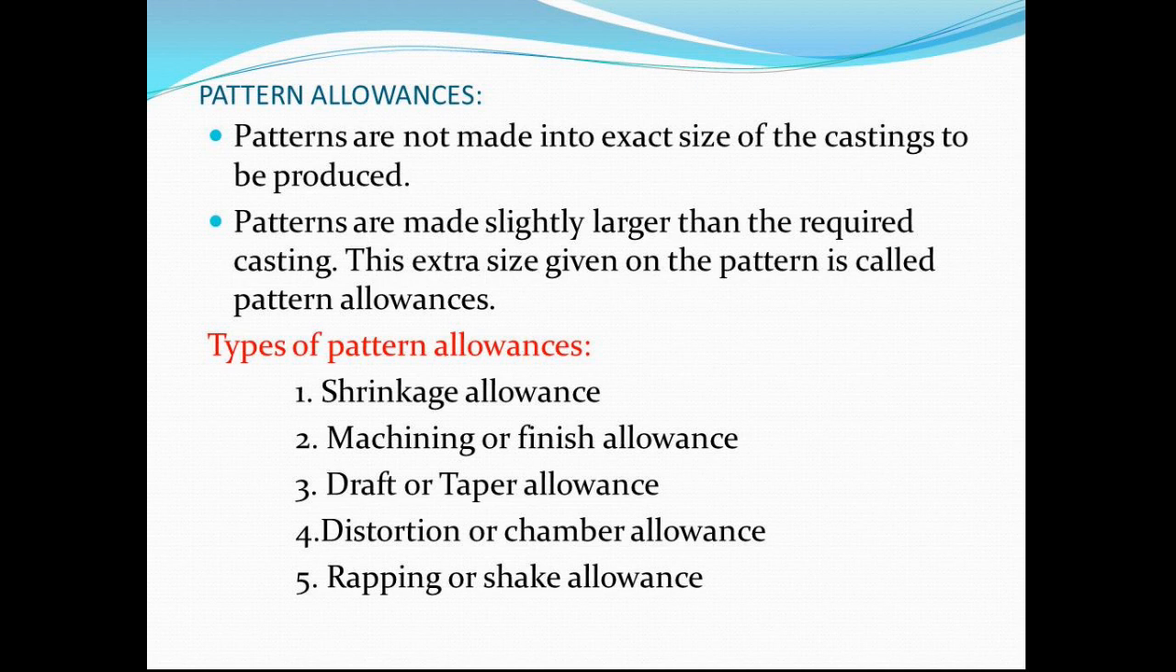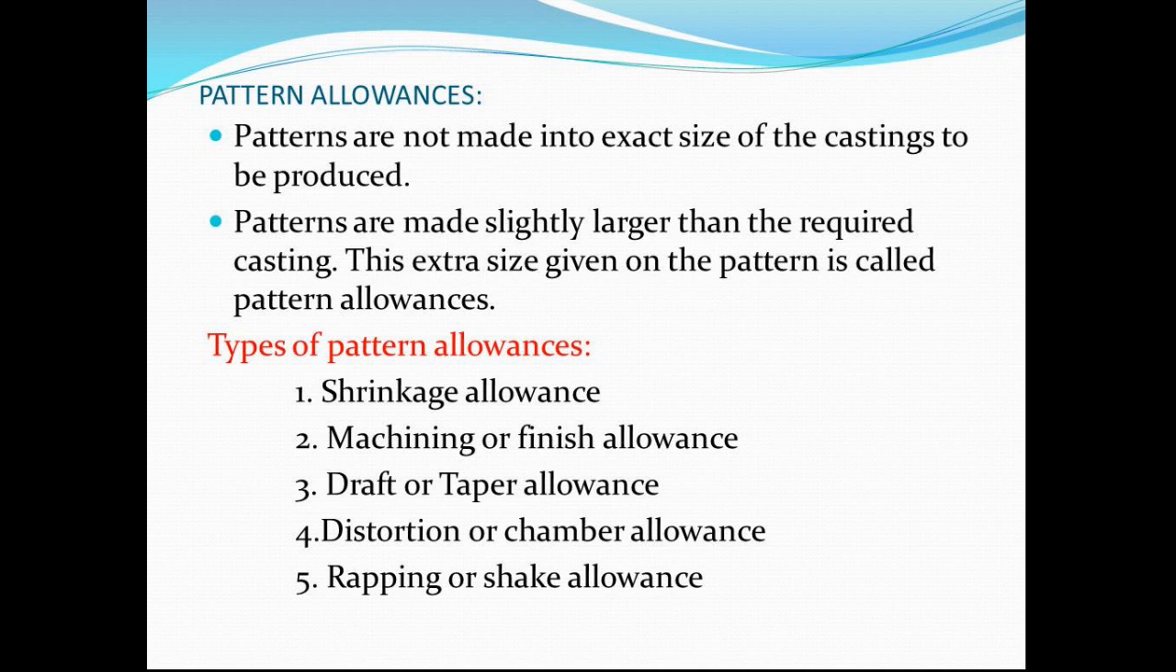Then what is the necessity of giving allowances? Generally the pattern is not made into the exact size of the casting to be produced. The reason is that the material has a different nature, so it is going to shrink when the metal is poured. After solidification it is going to shrink in size. So if the pattern is made in the exact size of the casting, after solidification the final product will be obtained with dimensional defects. Dimensional defect means less than the required size.